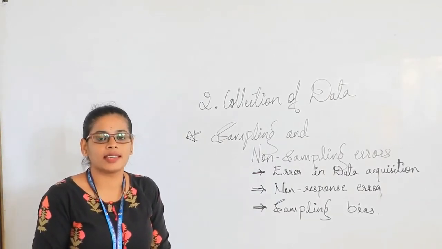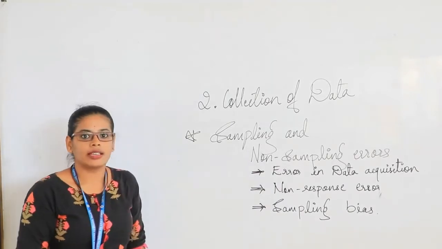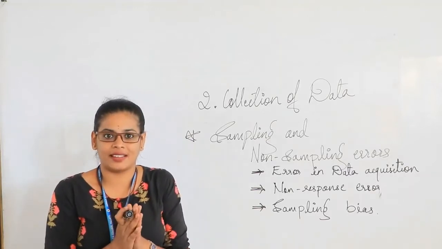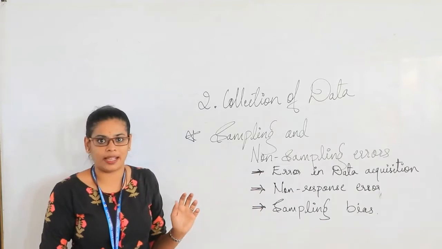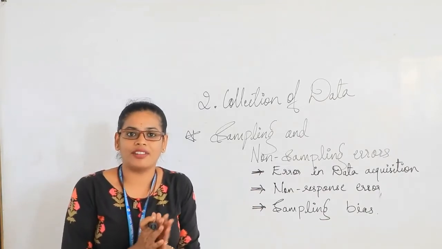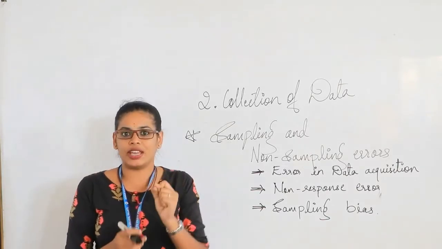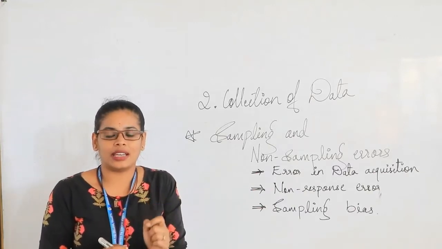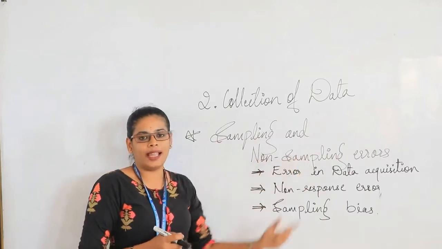Today we will be discussing the sampling and non-sampling errors, right? So in the previous class we have discussed two basic sampling methods. One was the random sampling and another was the non-random sampling. Now when you are collecting the data or when you have considered the sample out of the population, there will be minute errors which happen. Those minute errors we call the sampling error and non-sampling error.